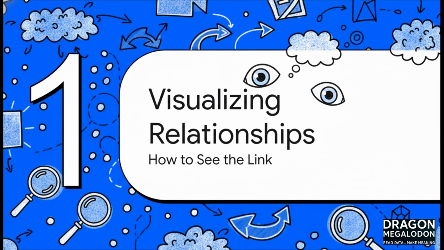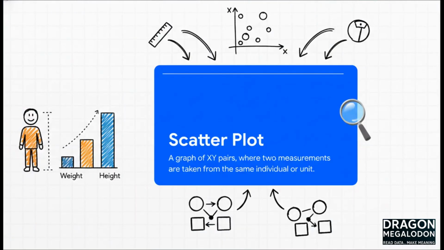Okay, first things first. If you have a whole bunch of numbers, how in the world can you see if there's a relationship hiding in there? Well, the answer is a simple but really powerful tool called a scatter plot. Some people call it a scattergram. All it is, is a graph where you plot pairs of measurements, like, say, a person's height and their weight, that both come from the same single source.